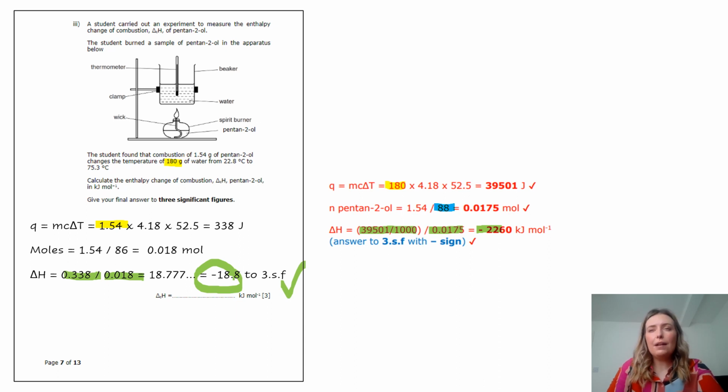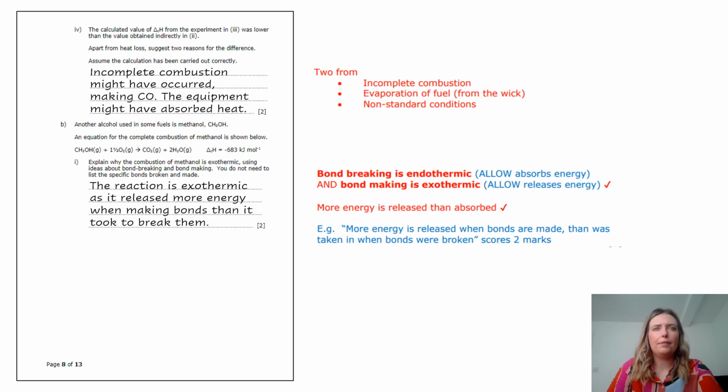It doesn't come out in the calculation, it's for you to look at the data and think, yes, the temperature change is going up. So you need to make sure that you're always making that little check every time you're writing a value down for delta H, particularly from Q equals MC delta T. It always has to have a sign.